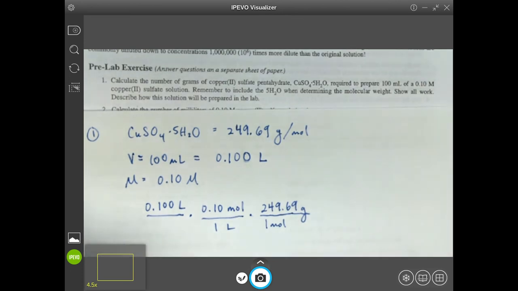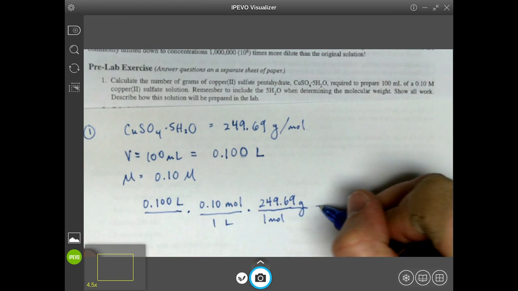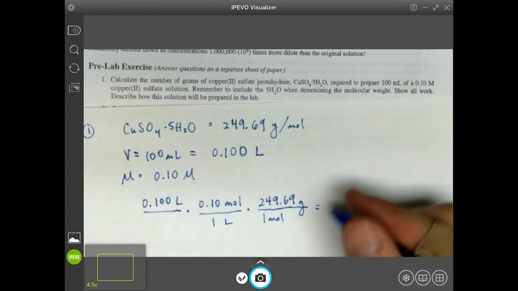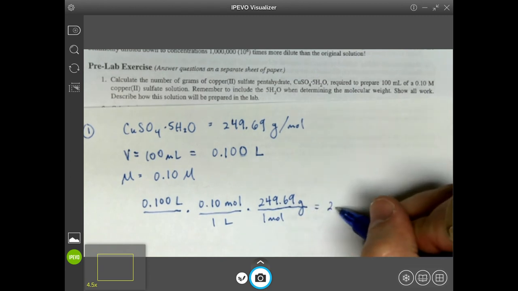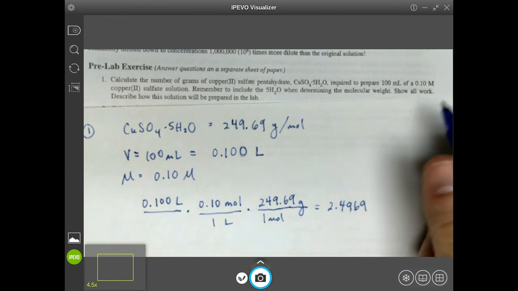Okay. Everybody with me so far? Know where I'm getting the numbers from? All right, so all we need to do now on this is the math. Literally just had my calculator. There it is. So 0.1 times 249.69 should be 2.4969. Okay.